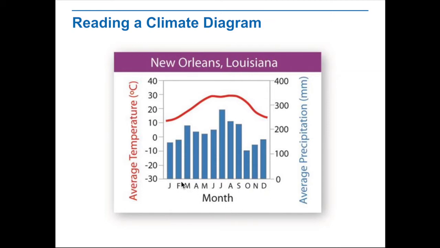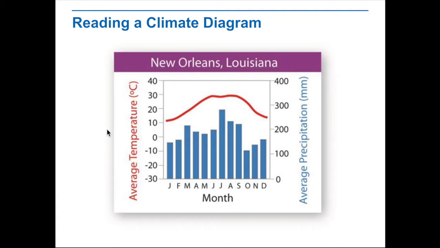So what we see is that there's two different data lines. This one is for the temperature, which is why it's in red. You can see that it rises up in the summer months and then comes back down in the winter. And then you can see that the rain varies throughout the year. So essentially a climate diagram like this is going to show the average temperature and precipitation at a given location during any month of the year. This is New Orleans, Louisiana. You're going to be making one for Hana, Hawaii.